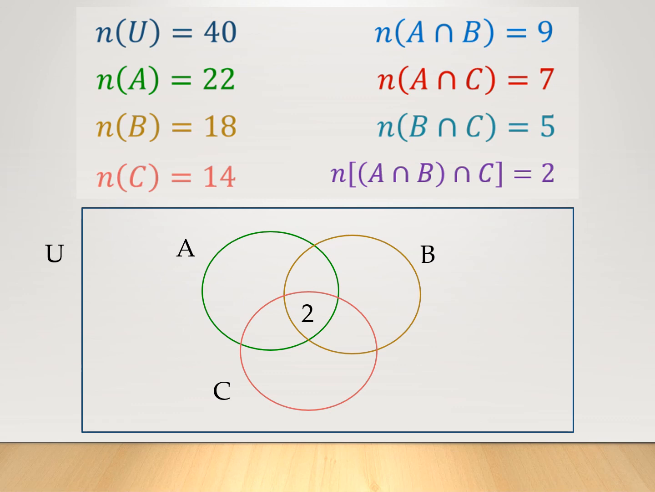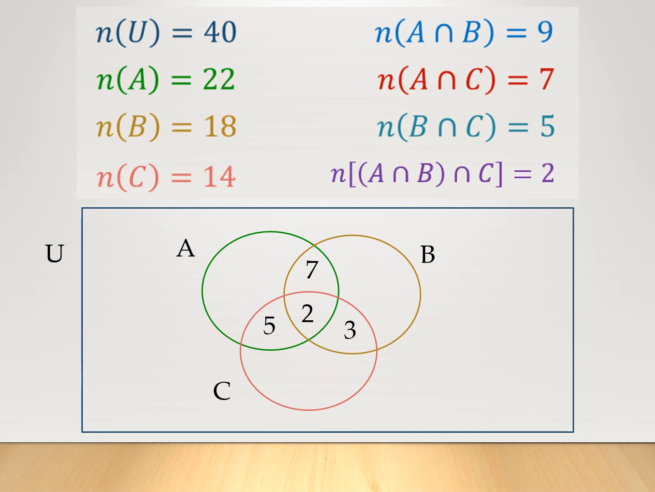And from here, we base our answer on the number of elements in A intersection B, which is equal to 9. Since we have 2 already in there, 9 minus 2 is equal to 7. Then the number of elements in A intersection C is equal to 7. Since we have 2 already in there, 7 minus 2 is equal to 5. And then the number of elements in B intersection C equals 5. So we have 2 already in there. So 5 minus 2 is 3.